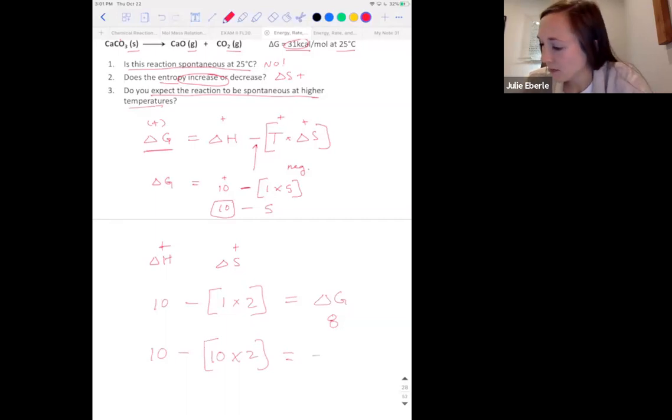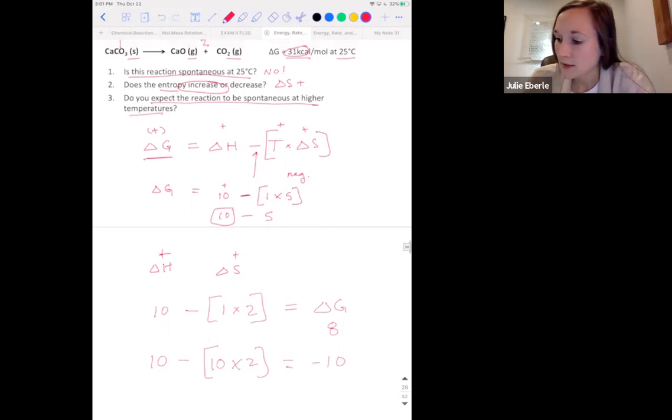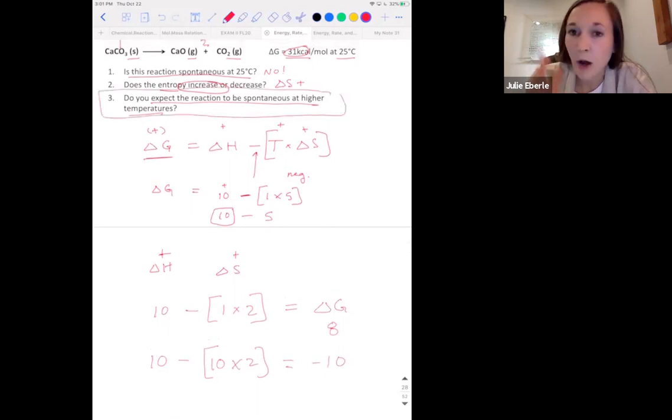Negative 10. Thank you. So let's look at this. Go back to question 3. When you have a positive delta H and a positive delta S, if you crank the temperature up high enough, what can happen to your delta G? What did we just see? It went from a positive number to a negative number.